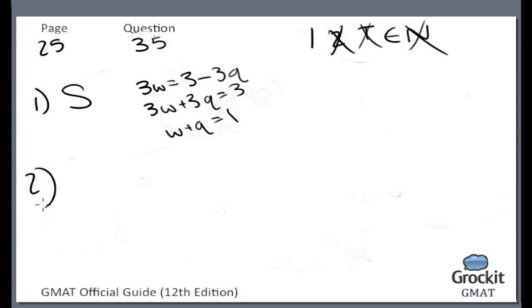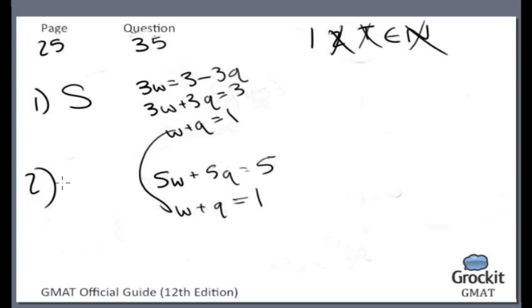So the second one, we have 5W plus 5Q equals 5. This one's even more straightforward. We divide all the elements by 5, we are left again with W plus Q equals 1, which is sufficient, and in fact it should match the value here. So this one is sufficient on its own. The trap here, of course, is that the question is asking for two variables.